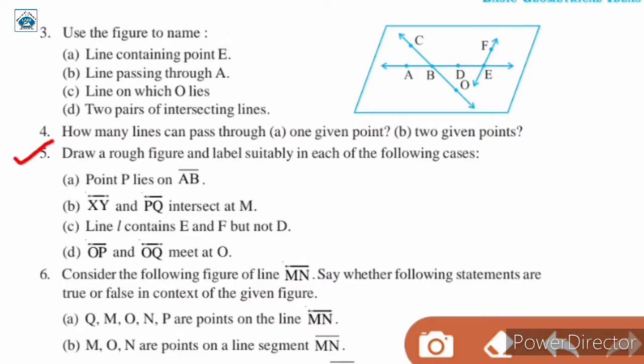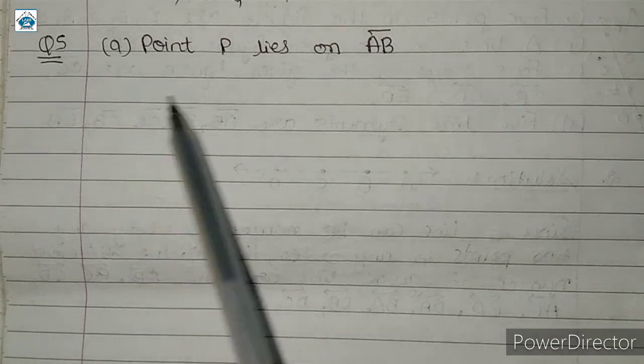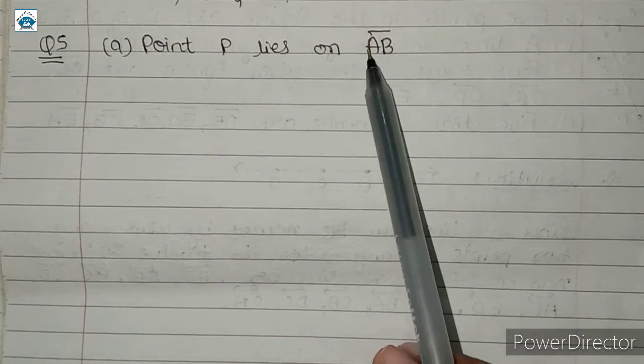Question number 5. Draw a rough figure and label suitably in each of the following cases. In this question, we have to draw a rough figure and label it in each of the following cases. So the first case is point P lies on line segment AB. Here we have to draw a rough figure that point P lies on line segment AB.